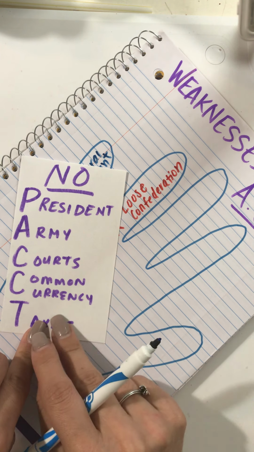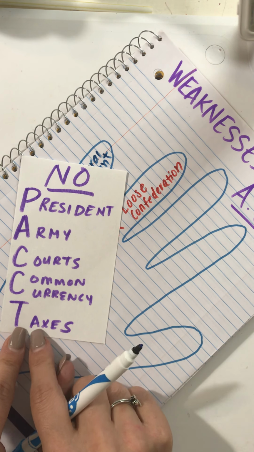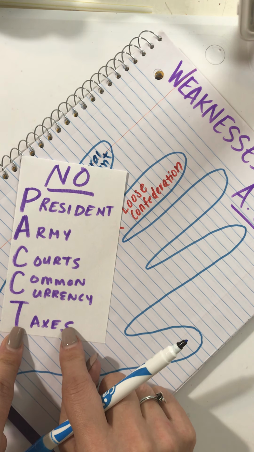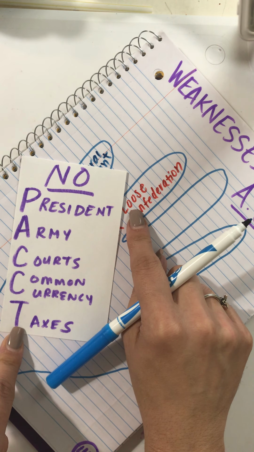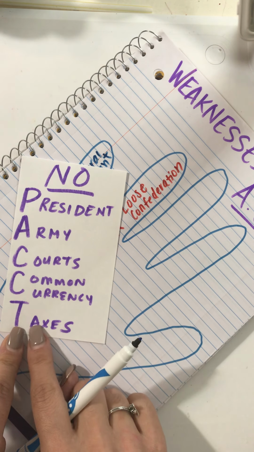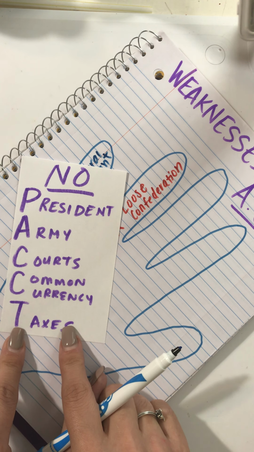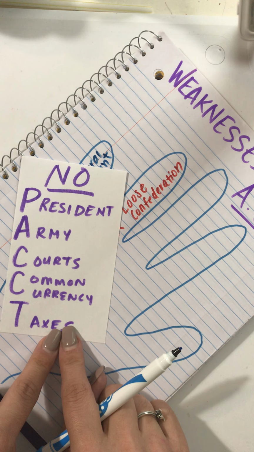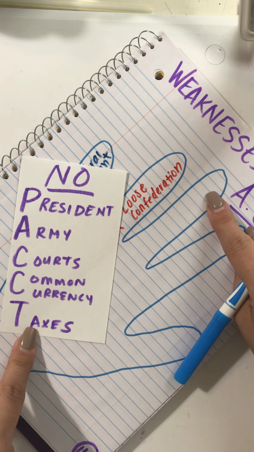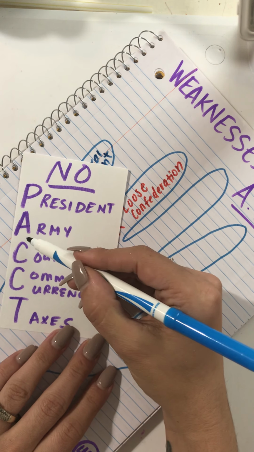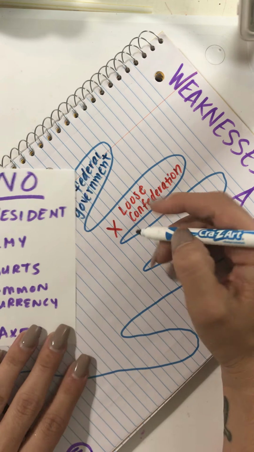And finally, the federal government did not have the power to levy taxes on the states. States could levy taxes on their own state, within their state, but the federal government could not. So therefore, that means we could never get out of the debt that we had incurred because of the American Revolution. So this is our no finger. No P, no A, no C, C, T. So right here, we're going to put no P, no A, no C, C, T.